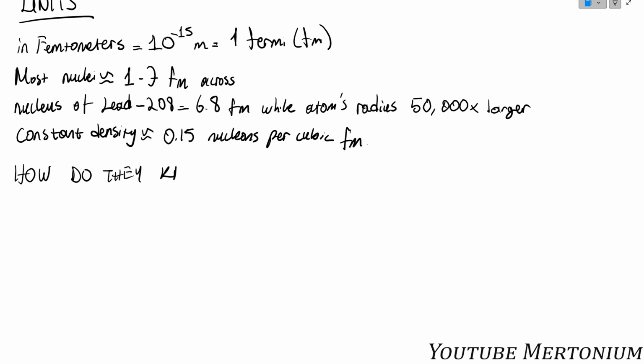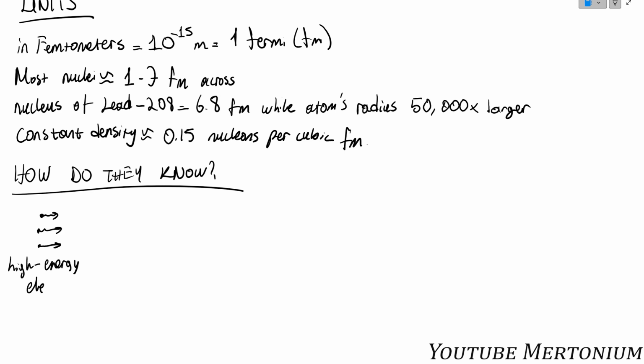How do physicists know all this? By firing high-energy electrons at nuclei and studying how they scatter. From this, we can map the charge distribution and estimate the size and shape. We've even discovered exotic cases like halo nuclei, where a few neutrons form a loose cloud around the core.